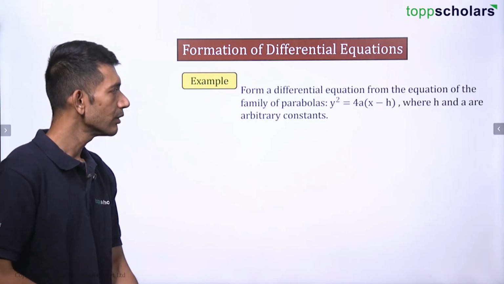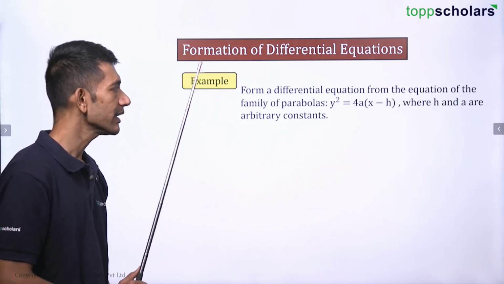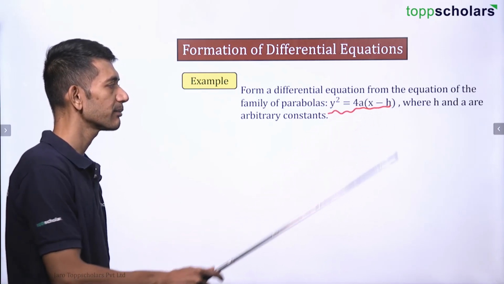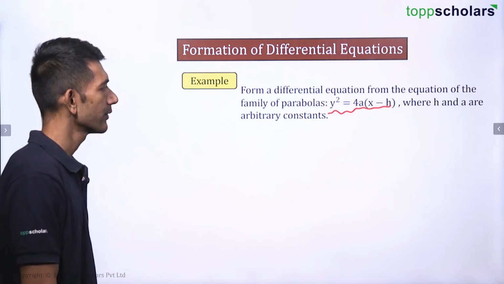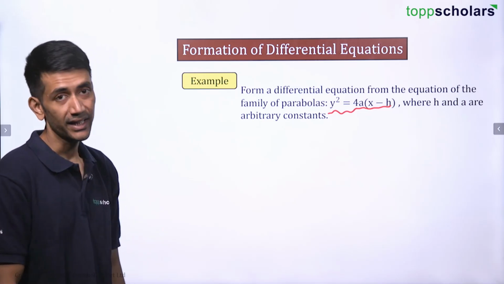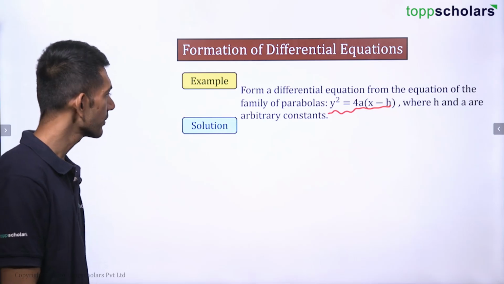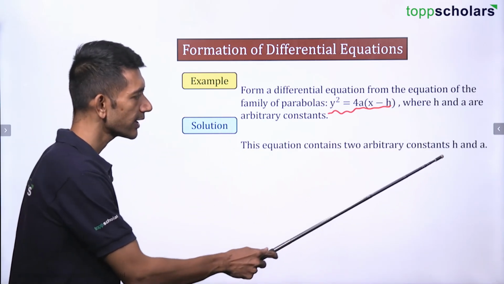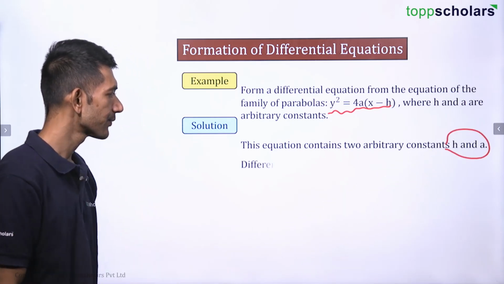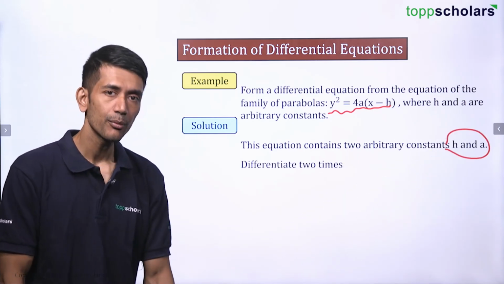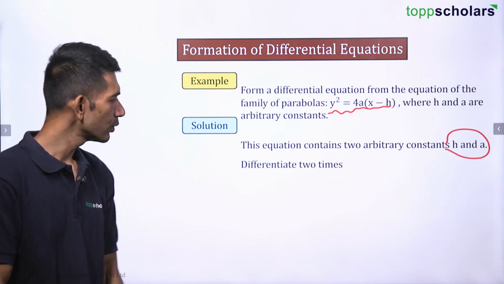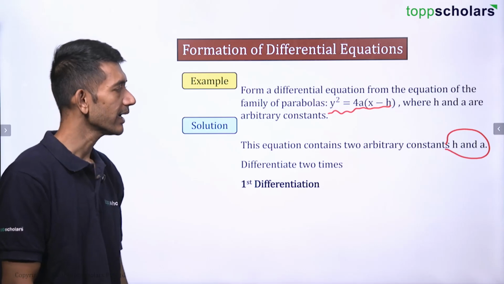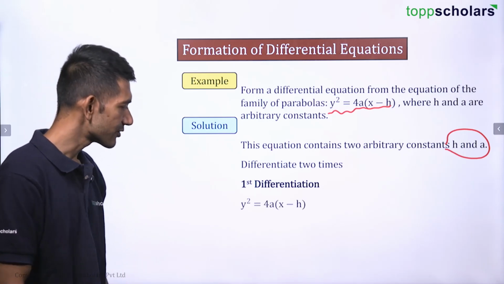Let us see one more example. Form a differential equation from the equation of the family of parabolas y squared equals 4a(x - h). Where h and a, again there are 2 arbitrary constants, right? So here the equation contains 2 arbitrary constants, h and a. So we'll differentiate it how many times? We are going to differentiate it 2 times. Okay, so firstly we have y squared equals 4a(x - h).